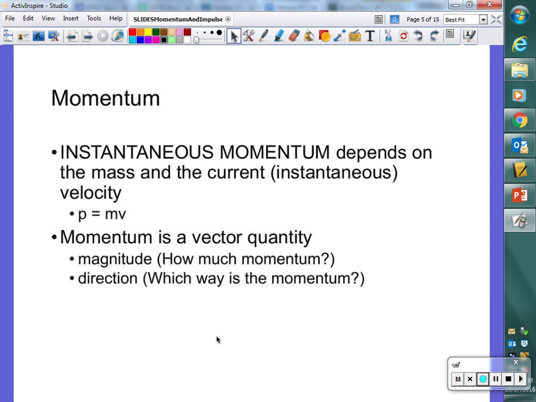But important, and this will be important when we start doing lab next week: momentum is a vector quantity, right? It tells us two things: how much momentum it has, its magnitude, but then also which way is it going. That's important when we're talking about the momentum. And because it depends on velocity, hopefully that makes sense. All right, good there?